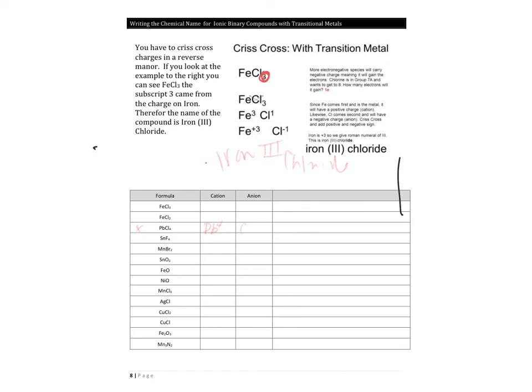Anion is Cl right here, and that's my negative. And I know I've got 4 of them. So this is going to have a -4 charge. So what lead do I have? I have lead 4 chloride. And that's how we do it.